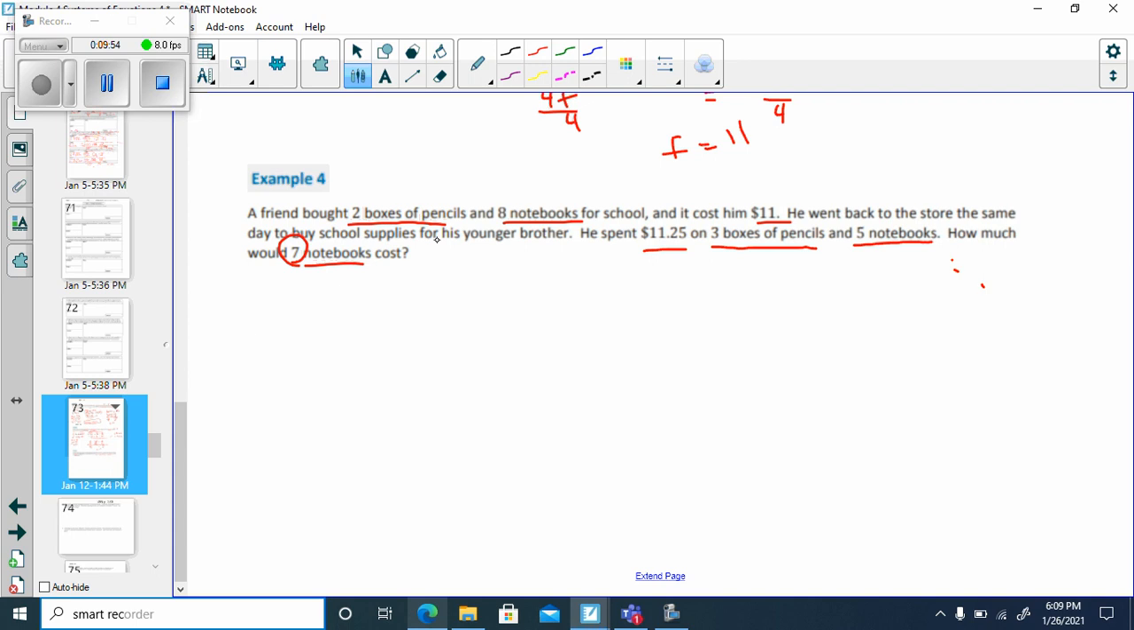How about if I said, I'm going to say P is the, what are we looking for? Cost. So let's say the cost of a box of pencils, right? I'll use P for pencils, that lets me know what that is. N, I'm going to say is the cost of a notebook. Okay. Now let's write our two equations.